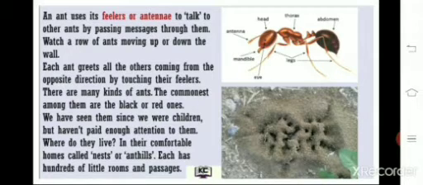There are many kinds of ants. The commonest among them are the black or red ones. Usually we see ants in black and red color, is it not? These are the kinds of ants. We have seen them since we were children but haven't paid enough attention to them.